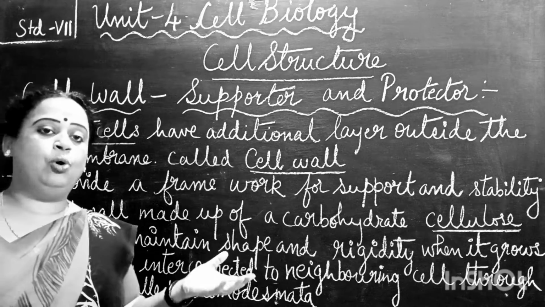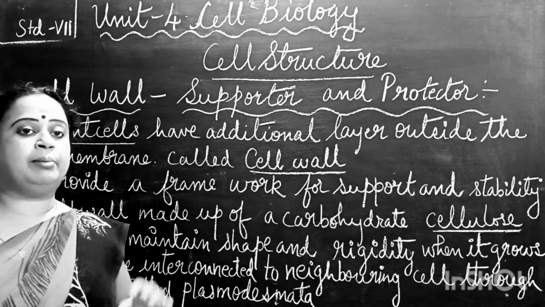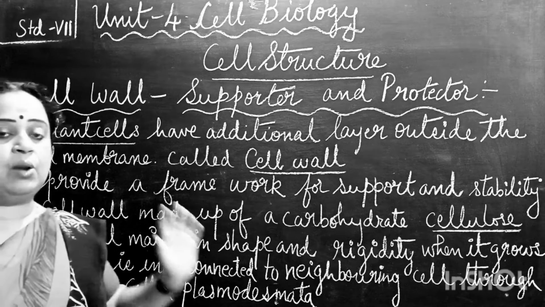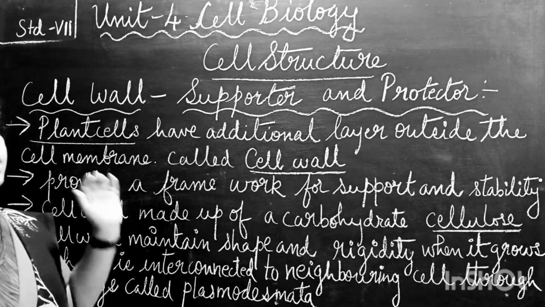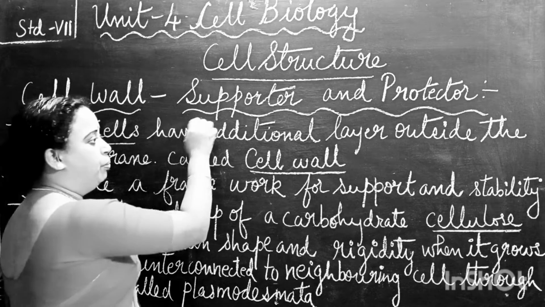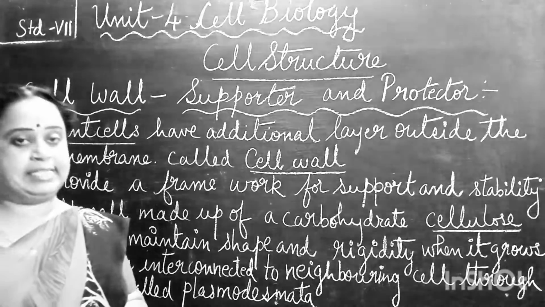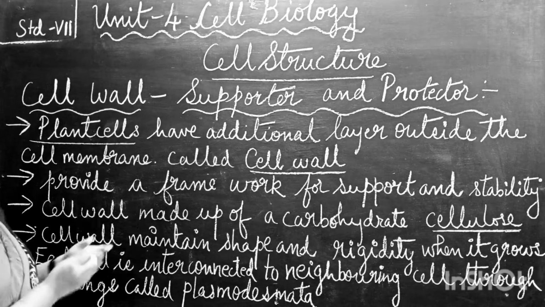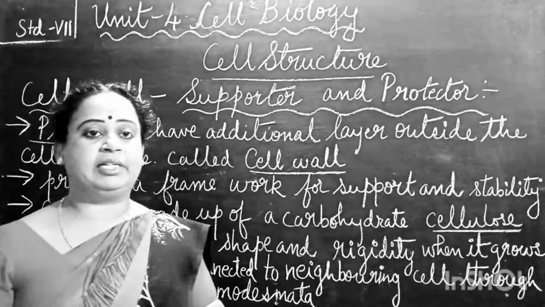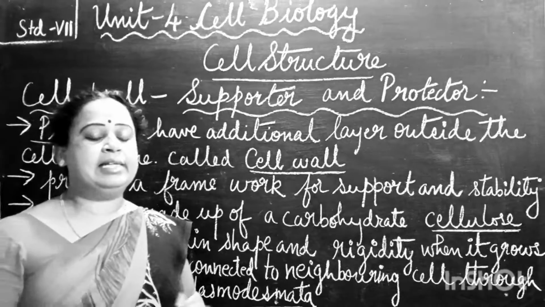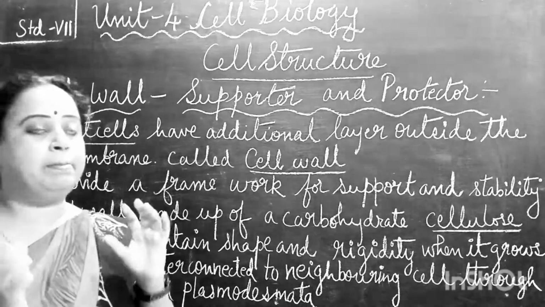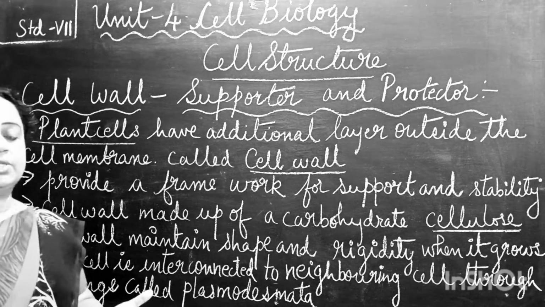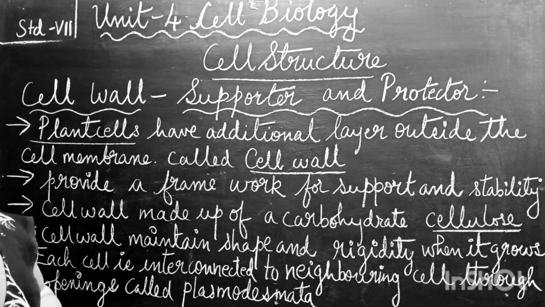We know what the plasma membrane or cell membrane is from the previous video. Now in this video we will concentrate only on the cell wall which is present in plants. This cell wall acts as a supporter and protector to the plant cell. It provides a framework for support and stability, which is maintained by the cell wall present outside the cell membrane of plant cells.